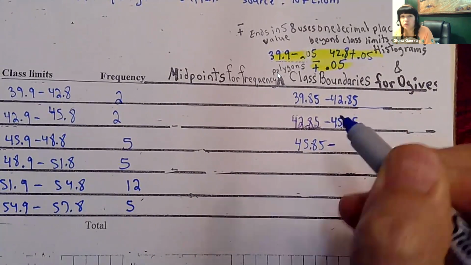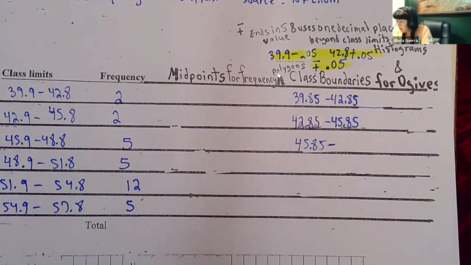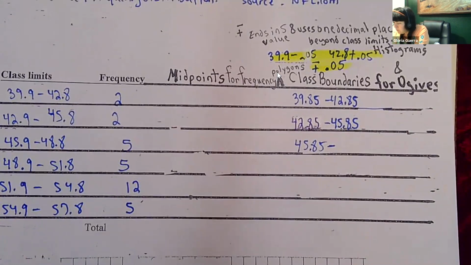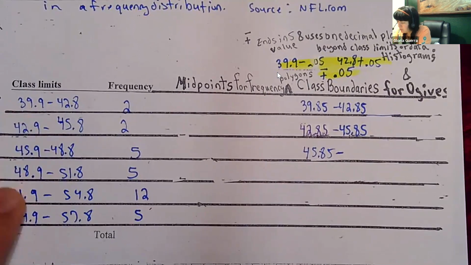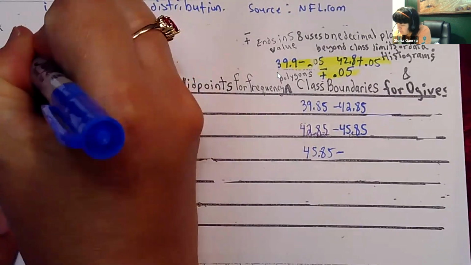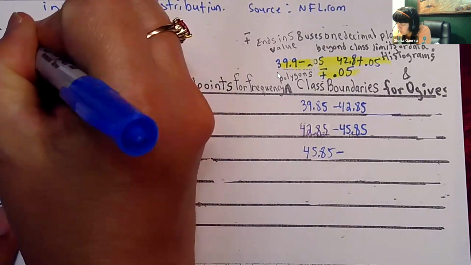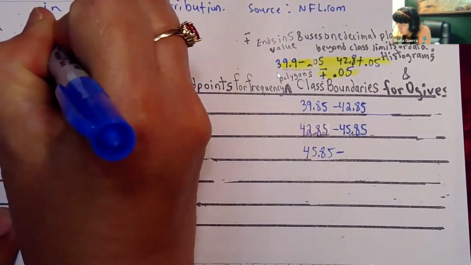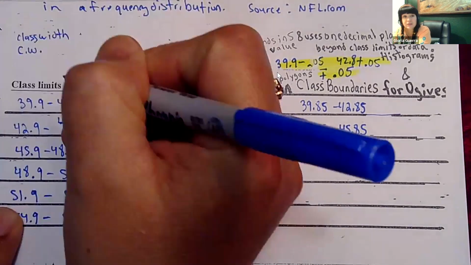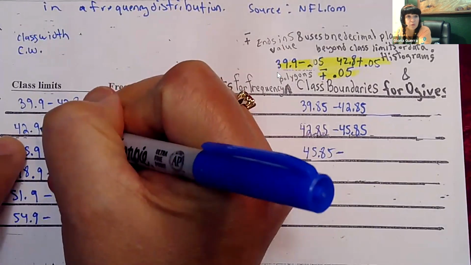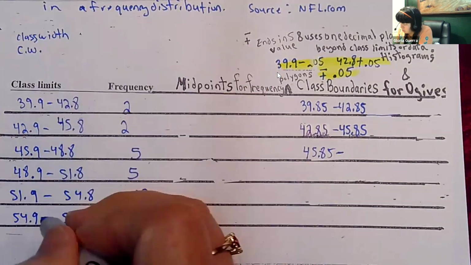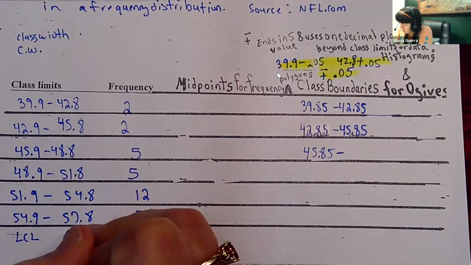The other thing you can do to speed this up is make use of the consistency of a class width. If I come over here and think about my class width, remember CW for class width. And remember how we do the class width. Remember how we have to subtract vertically? Remember these are lower class limits and these are upper class limits.